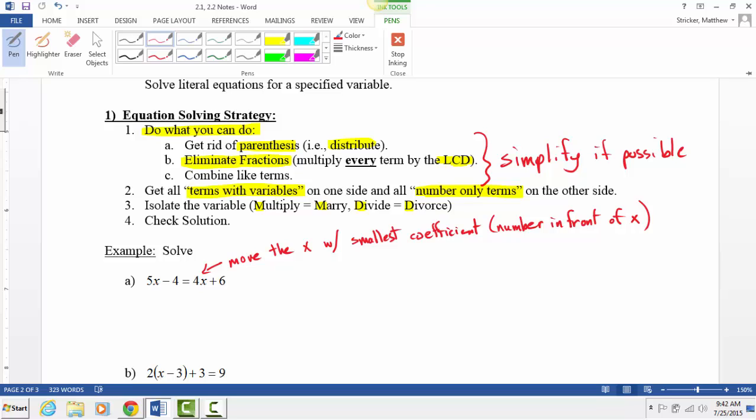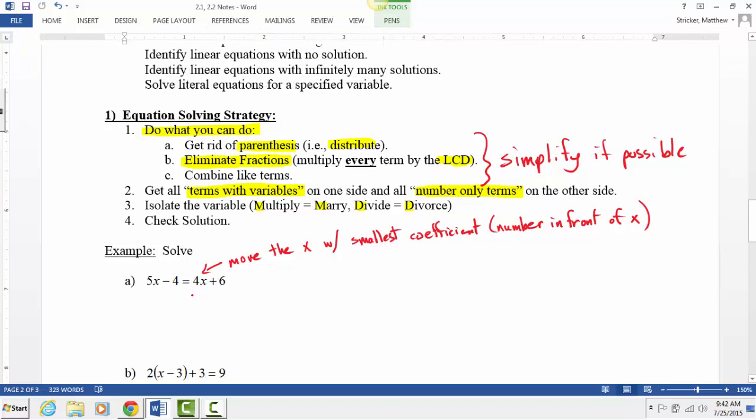So that means I want to move the 4x because obviously 4 is smaller than 5. So how would I do that? I would subtract 4x because this is a positive 4x. The sign wasn't written in front of the 4, which means we just assume it's positive. The opposite of positive 4x is negative 4x. If I subtract 4x on that side, I also need to subtract it on this side. So the x's are going to the left. The numbers then need to go to the right.